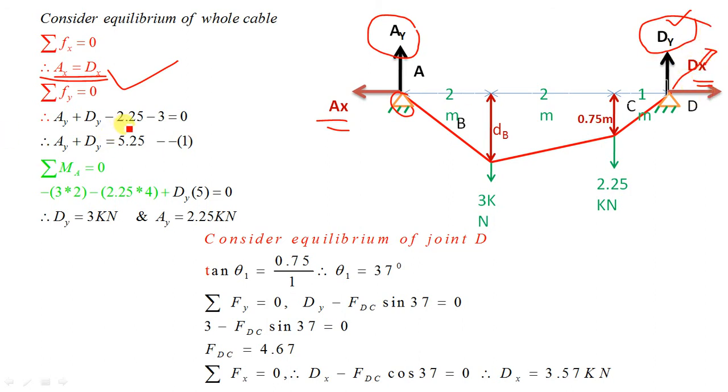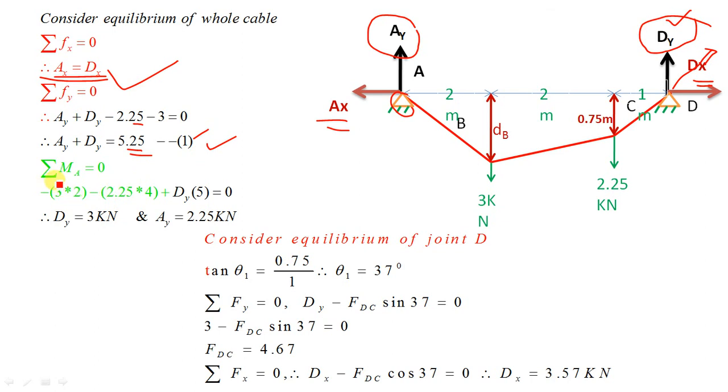Now summation of Fy equation: plus ay plus dy minus 2.25 minus 3 is equal to 0. So the addition of these two, ay plus dy, is equal to 5.25 kilonewton. Let's say this is equation number 1.